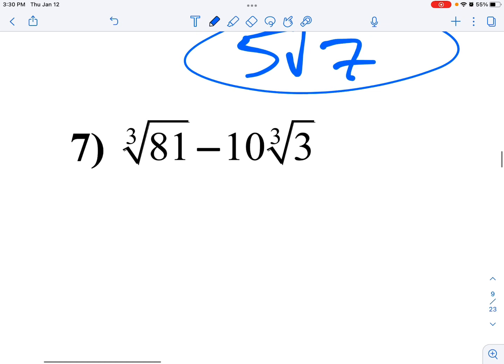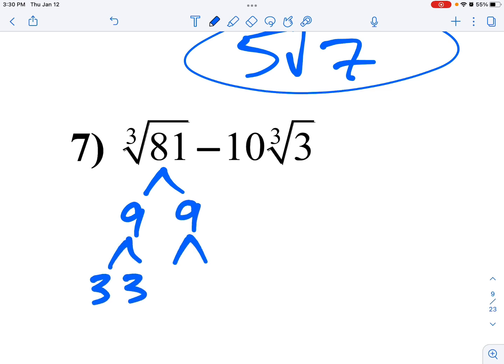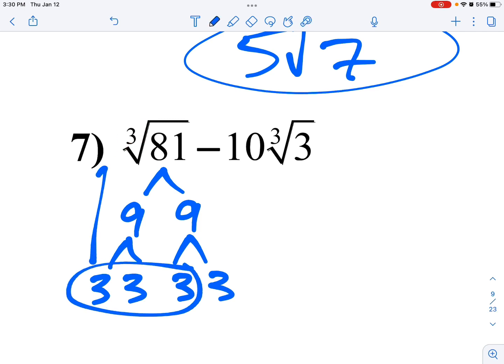Because remember, the only thing that changes, this 3 right here, it just tells you you're looking for groups of 3 instead of groups of 2. 81 is 9 times 9. This is 3 and 3, and this is 3 and 3. And look, I found a group of 3. And I'm circling groups of 3 because there's a 3 here. So that gets to come out.